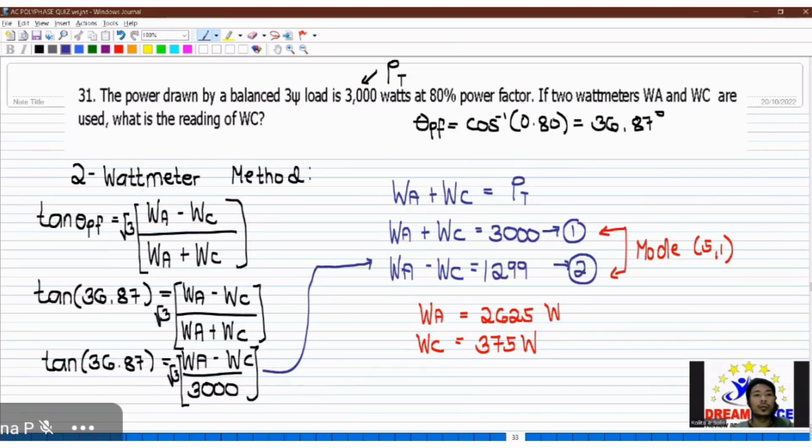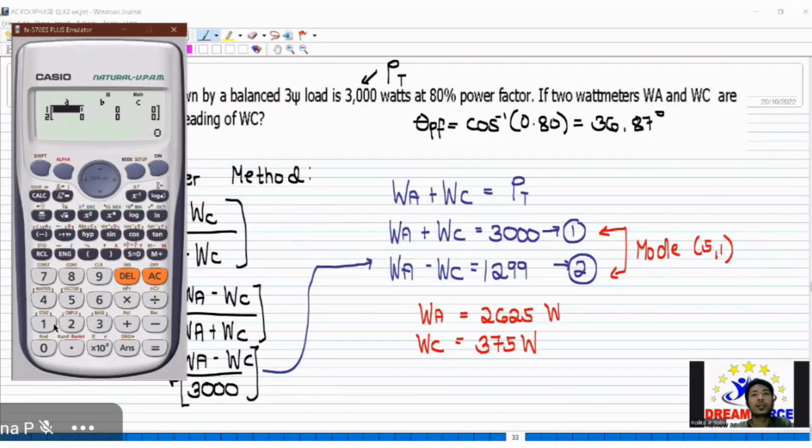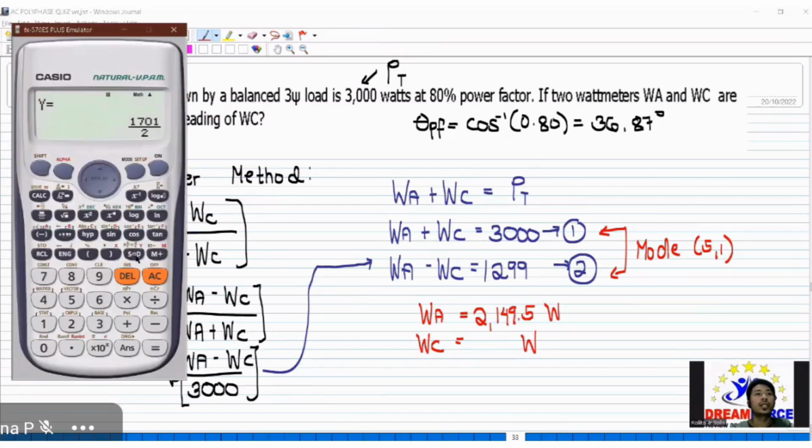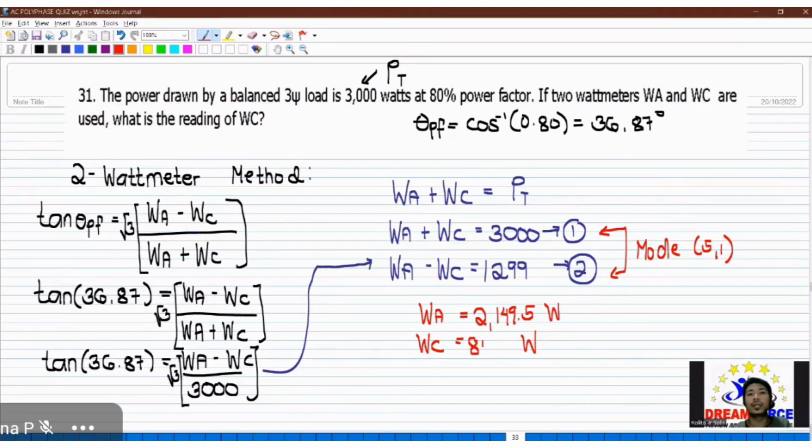Ulitin lang po natin. We have your mode 5.1 ulit. Tama na to: 1, 1, then 3K. Then 1, then negative 1, then 1299. Ayan, so that is 2,149.5. Yan yung nasa answer natin. So sa solution, 2149.5 watts, then we have 850.5 watts. That is the answer. So wattmeter C is 850.5. Kung sinagot 850, kung 851, okay lang po. Kung 850.5, so better.